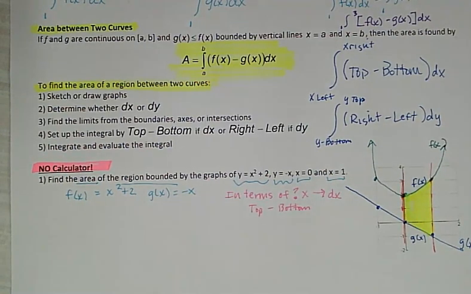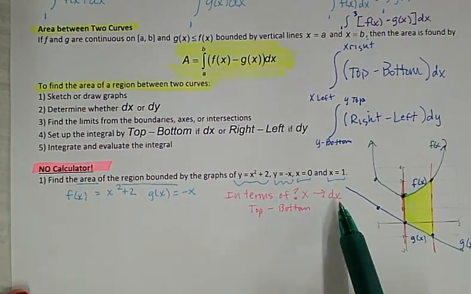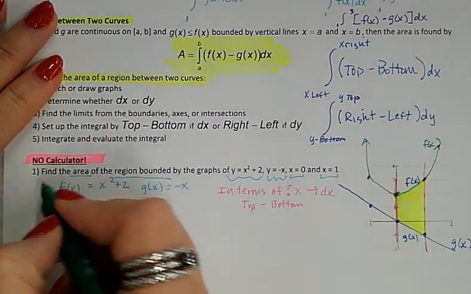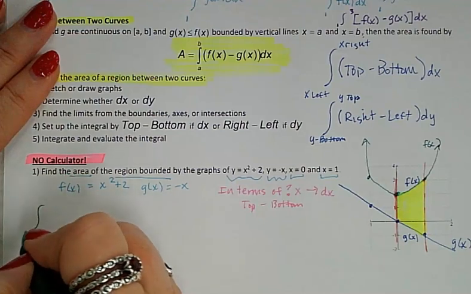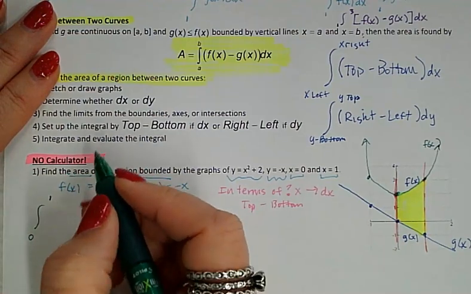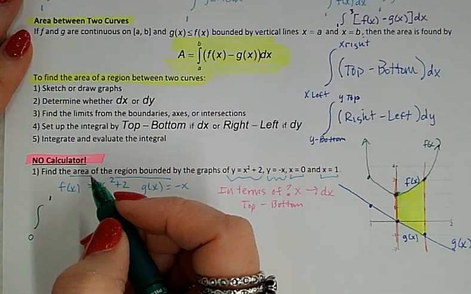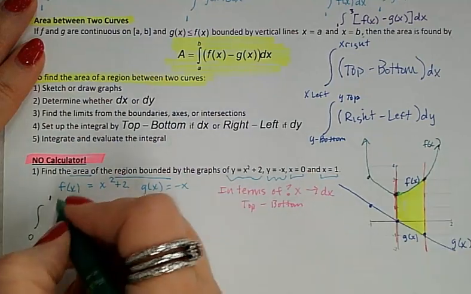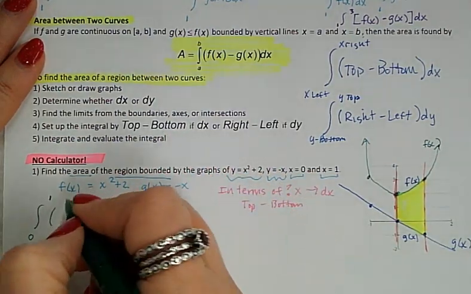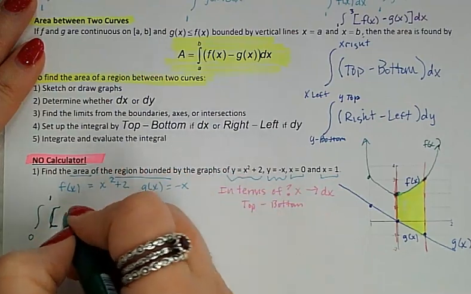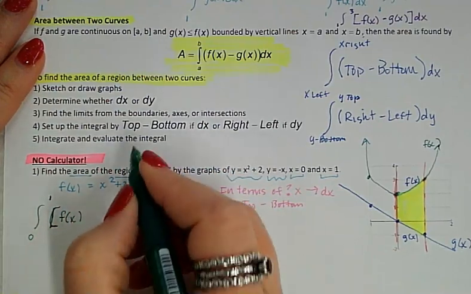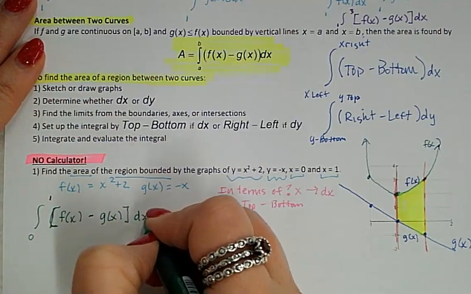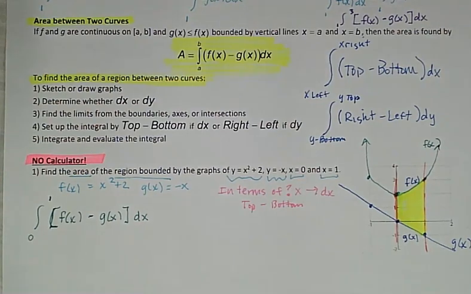All right, so now that we have this, we're going to go about setting up our intervals. So we know we're using a dx, so we know we're using this situation for the problem. So I'm going to set up my intervals that are going to go from 0 to 1. And we're going to do f of x minus g of x, so top minus bottom. So I'm going to come in here and I think I'll set this up with the boxes here. So I'm going to do f of x because that's what's on top minus g of x because that's what's on bottom, and then it's a dx situation. So that's my setup that I'm going to use.